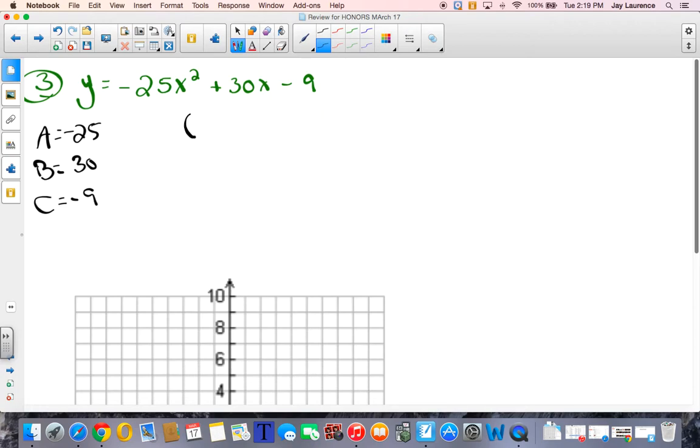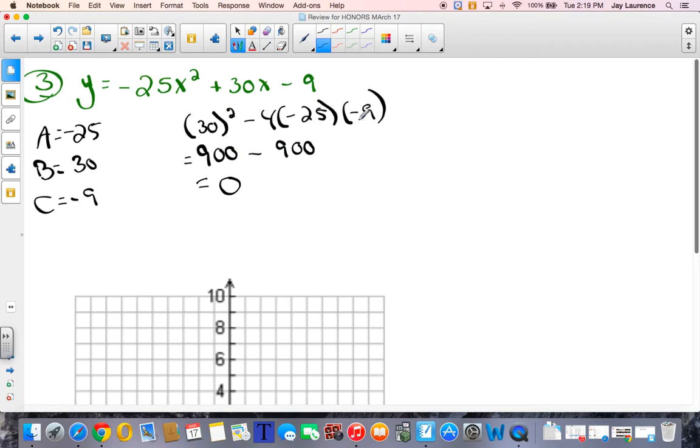So I'm going to do b squared minus 4ac. That'll be 900. That's 100. That's 900. Positive 900, right? Oh, negative 900. Yeah, there we go. And that equals 0. Since my discriminant equals 0, there's one solution. There's one root. What is that root? It's the vertex. So I'm going to go find the vertex.